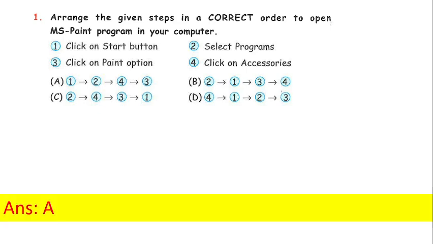Answer is A. 1, 2, 4, 3, means firstly we click on start button, then programs, then accessories, and at the last we click on paint option.